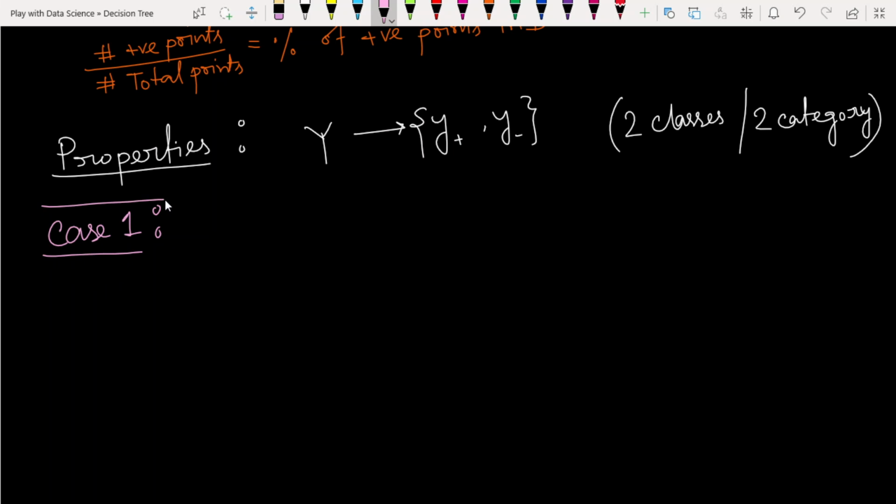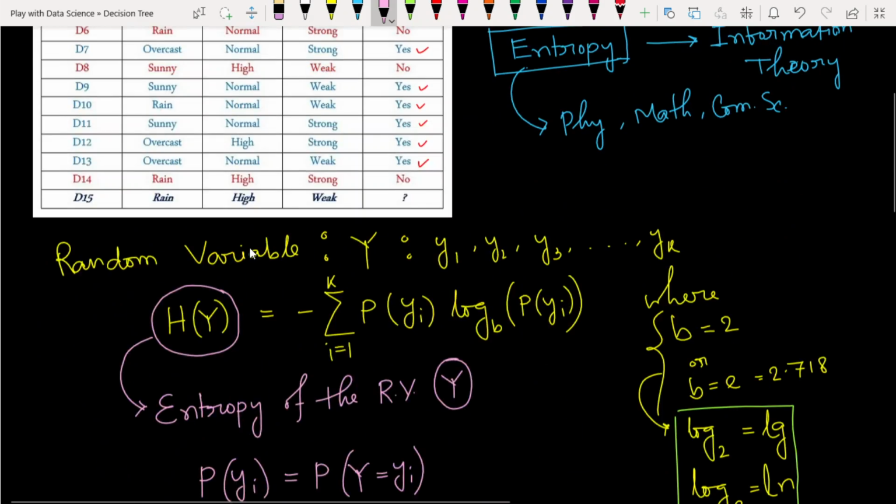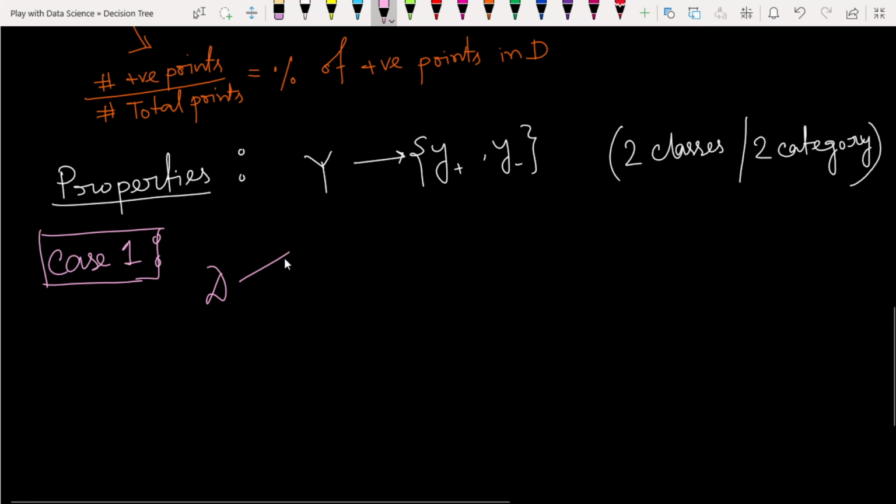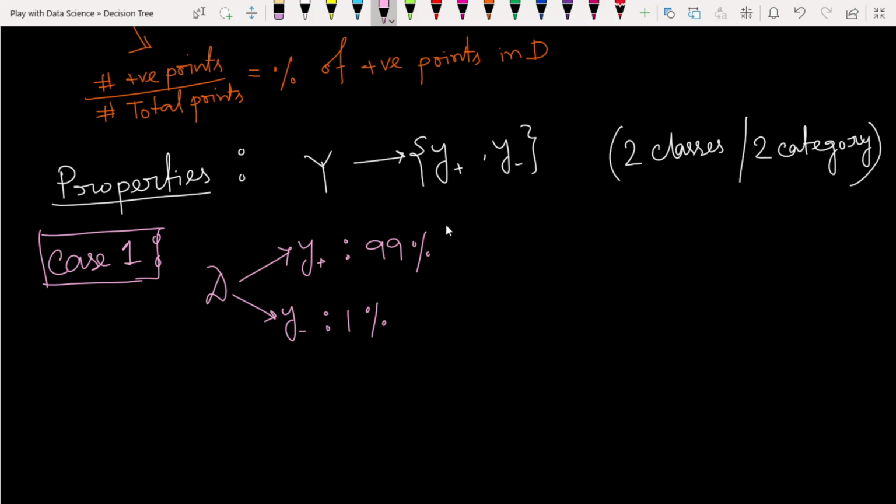Case one. Let's consider from our data set D, this is our y plus value and this is our y minus value for the random variable y. Suppose y plus occurs 99% of the time and only 1% of the time the negative value occurs. For case one, what will be the entropy value? Let's calculate.